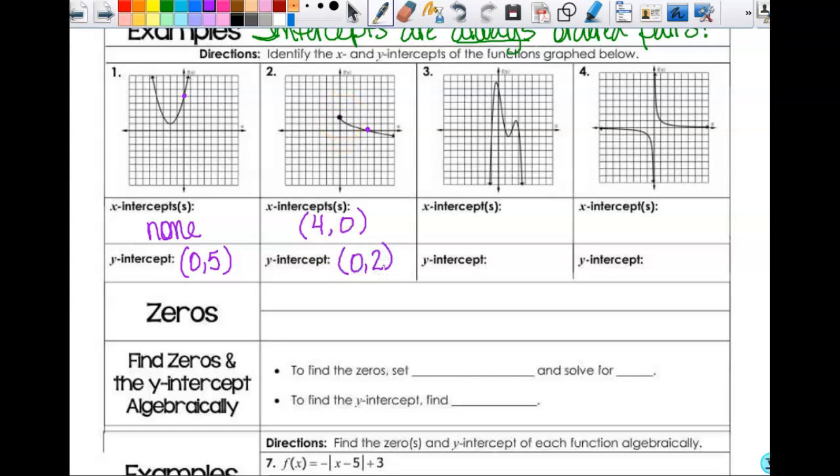All right, let's look at number 3. So in number 3, I have 1, 2, 3, 4 X-intercepts. So the first one here is at (-1, 0). The next one is at (1, 0). Next one is at (2, 0), and the next one is at (3, 0).